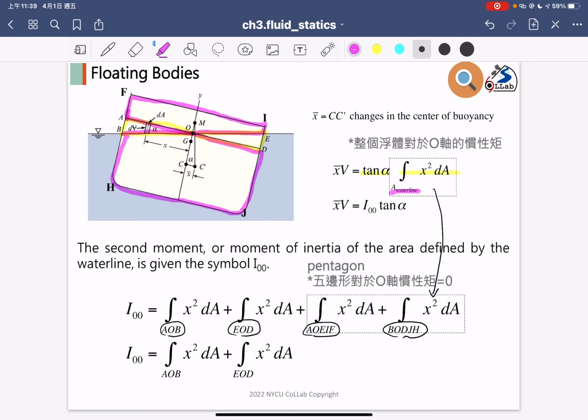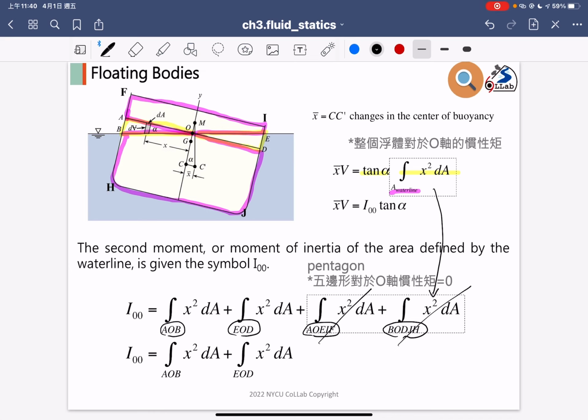So we distinguish the four second moment items for the different areas: AOB, EOD, AOEIF, and BODJH. And I directly tell you, for the pentagon, the second moment related to all axes is always equal to 0. So we can cancel out the final two items.